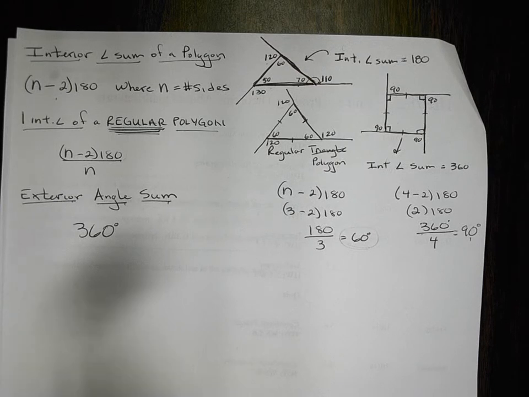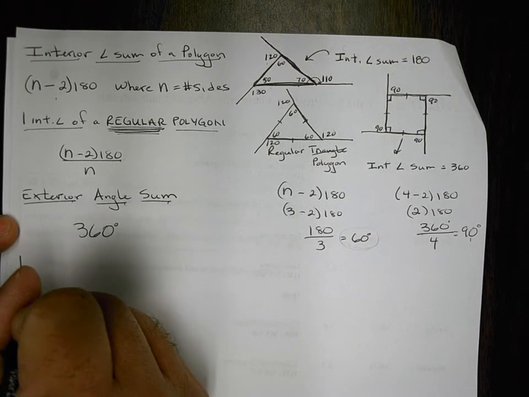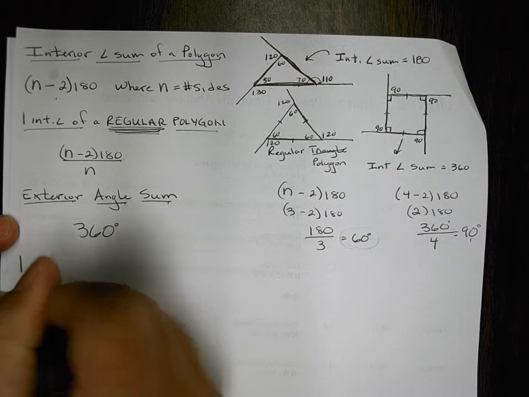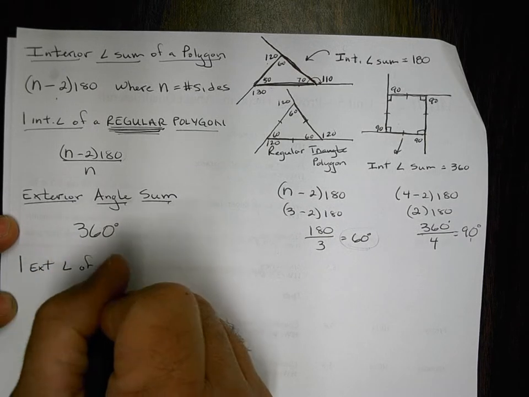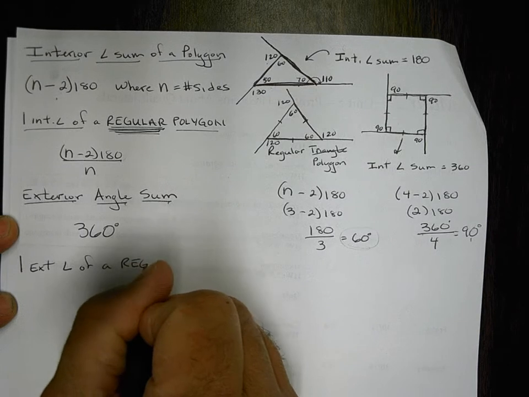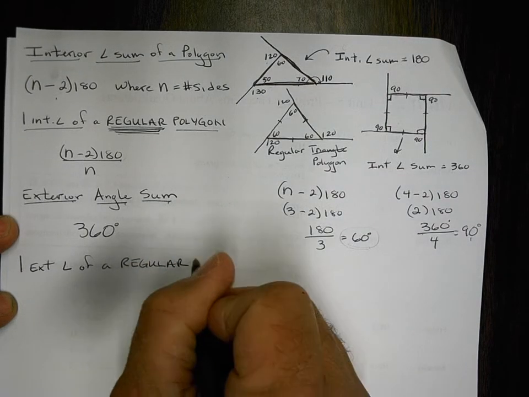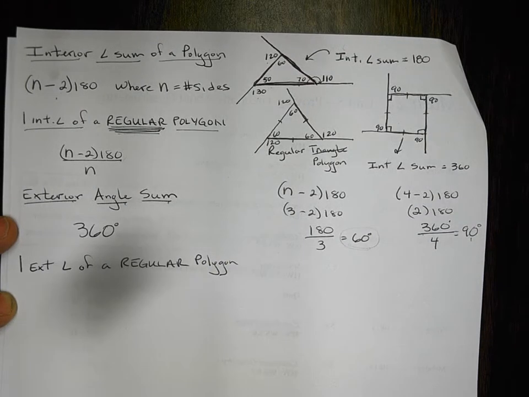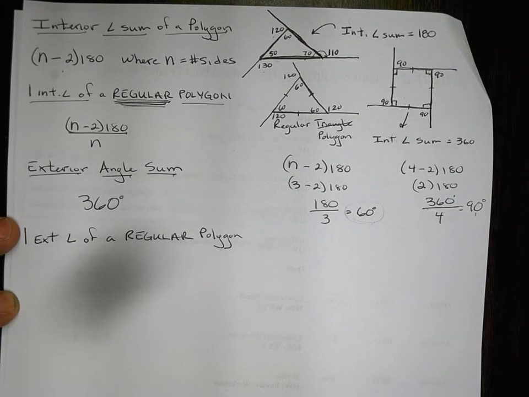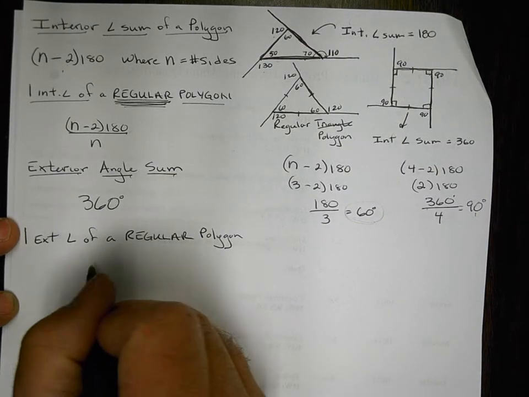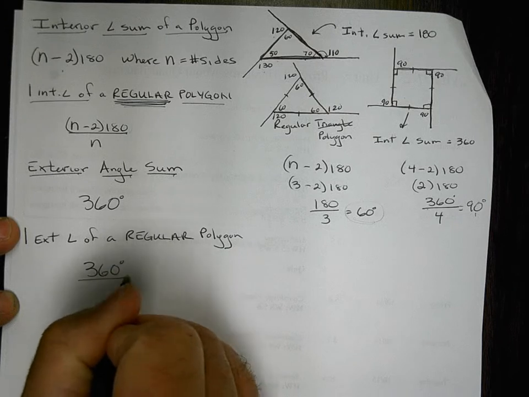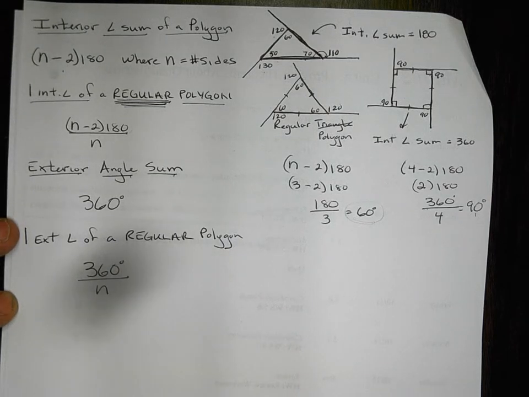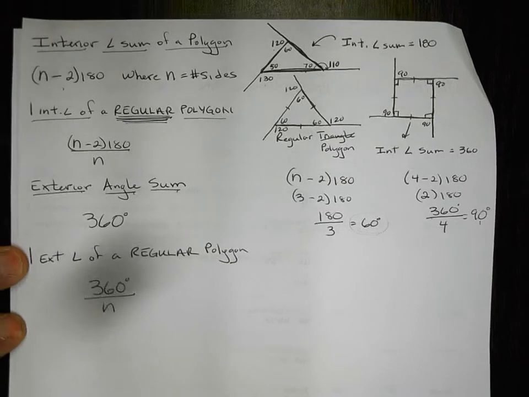Now, if it's a regular polygon, to find one exterior angle of a regular polygon, what do you think we do? Remember, regular means they're all going to be the same. So can't we simply take the sum and divide it by the number of sides? There you go. And that is the 4 formulas you're going to need for today.